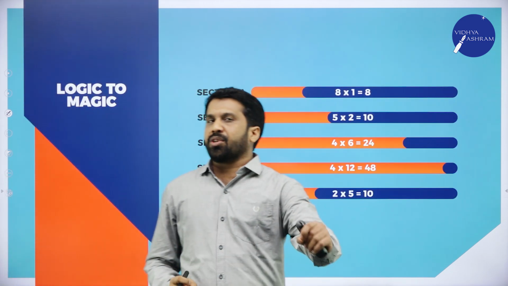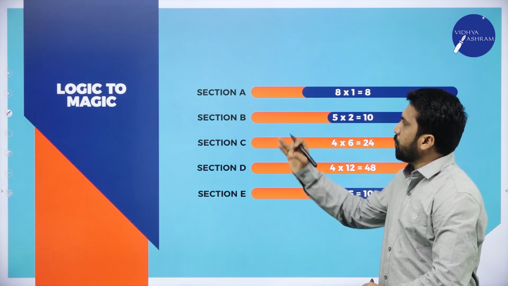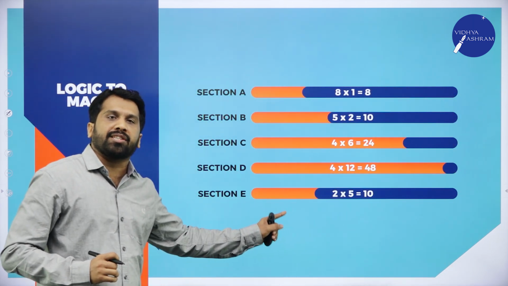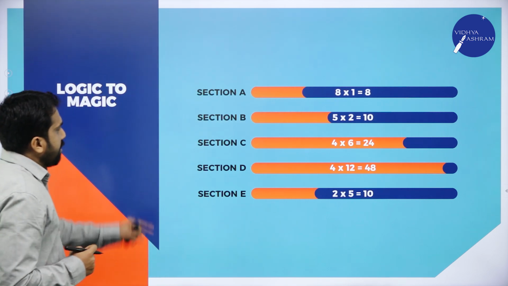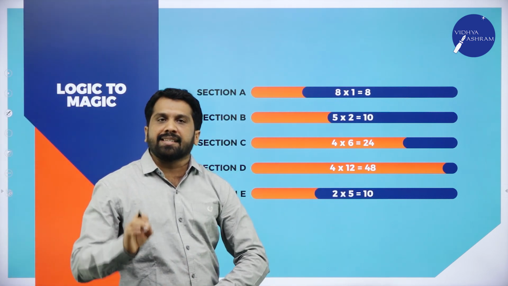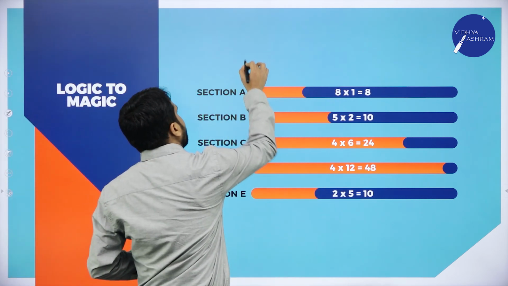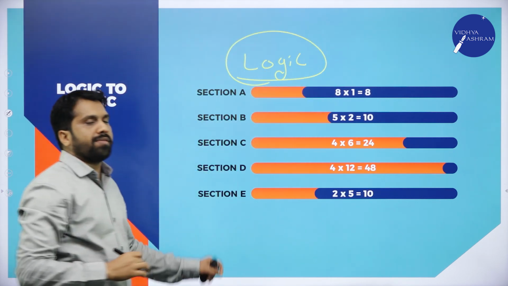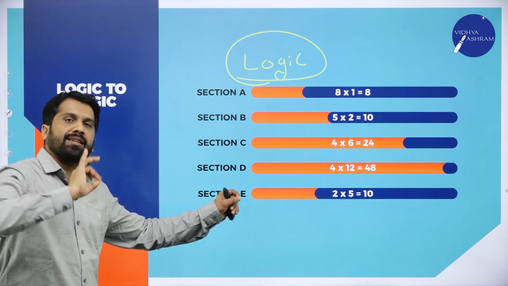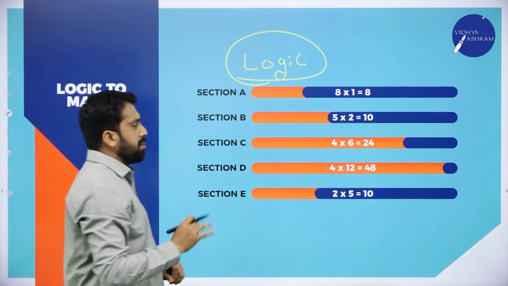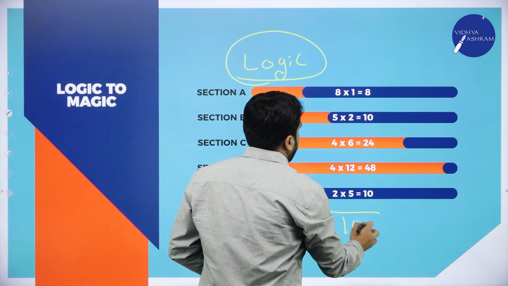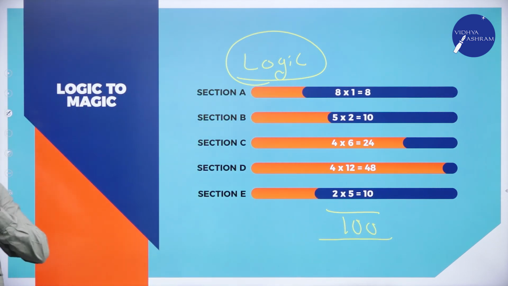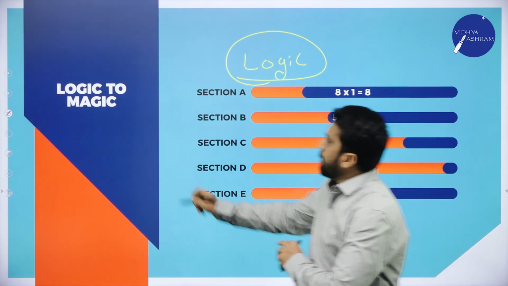Now, the last topic will be logic to magic. What do you mean by logic to magic? Whatever is seen on the screen is called logic. Whatever is seen on the screen is called logic. You know the question paper pattern. Your overall marks is how much? Your overall marks is 100. So what do you mean by magic?